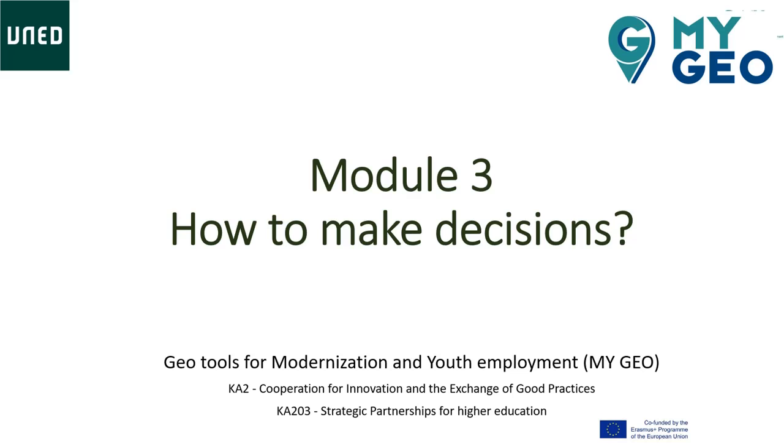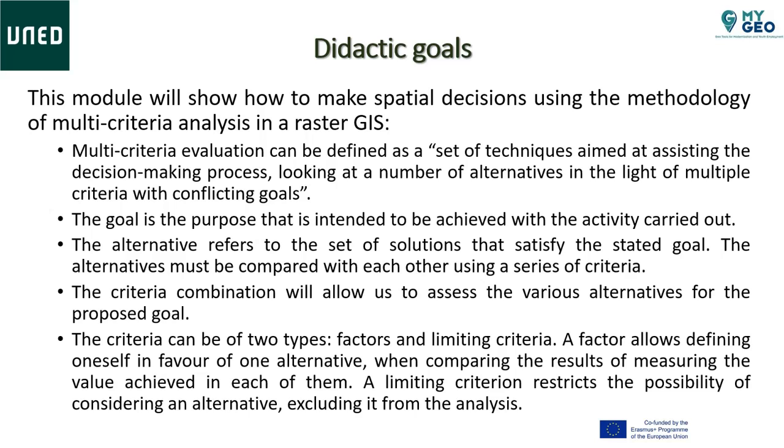Hello and welcome to this third module of the course, called How to Make a Decision. This module will show how to make spatial decisions using the methodology of multi-criteria analysis in a raster GIS. More specifically, through a guided practice, we will be able to obtain the map of aptitudes of the territory regarding the optimal location of the industrial function for the area near the city of Elche, Alicante, Spain.